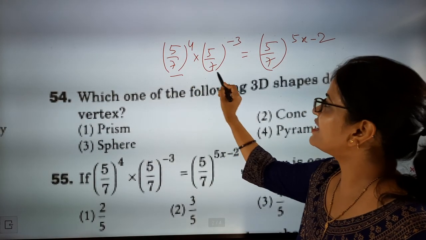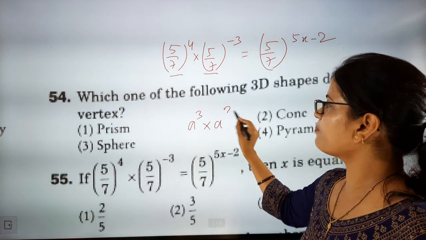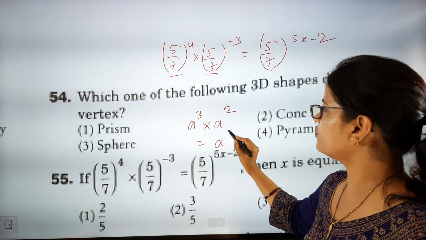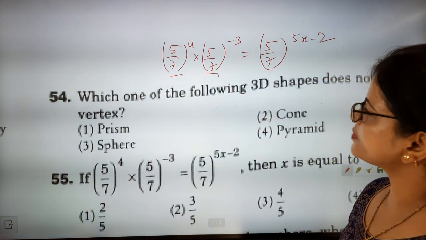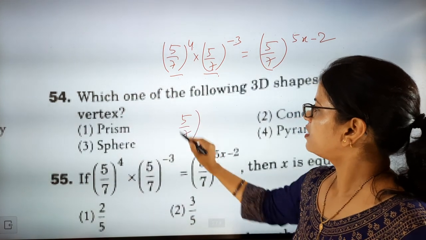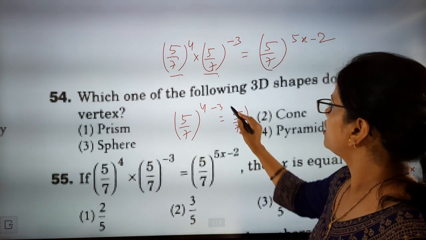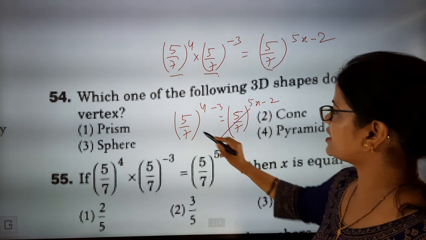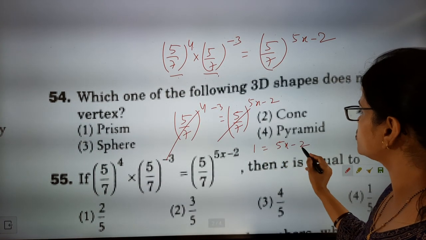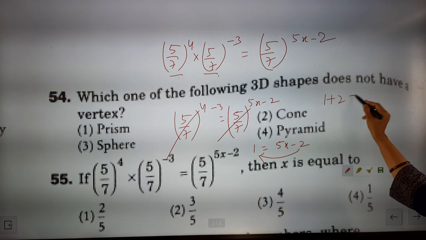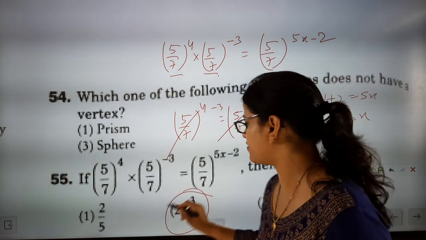See, look here. When the base is the same, one important rule you learned: a to the power 3 into a to the power 2 means here 3 plus 2 will become 5. So when the base is the same, the powers will be added or subtracted. So here 5 by 7 to the power 4 minus 3 equals 5 by 7 to the power 5x minus 2. The base is the same, so cancel. Now 4 minus 3 is 1 equal to 5x minus 2. So minus 2 will shift to this side. 1 plus 2 equal to 5x. So 3 by 5 equal to x. So the correct answer is 3 by 5, option number 2.